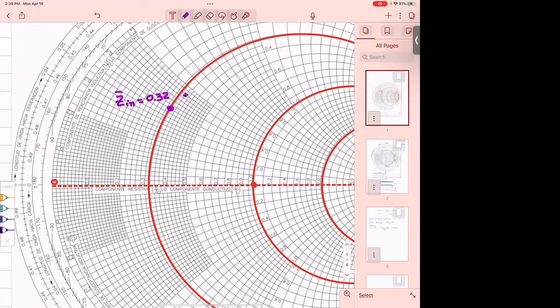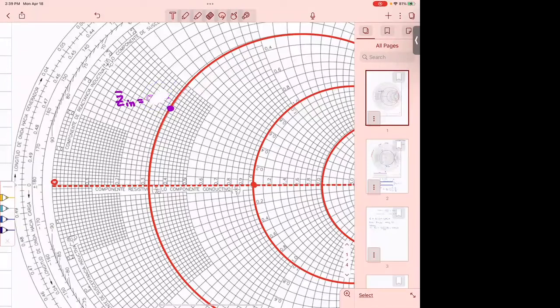And of course, it has an imaginary part, which we don't know yet. All right, but all of these points, all of the red points on this particular circle, have the same real part, normalized. Okay, now keep that in mind.